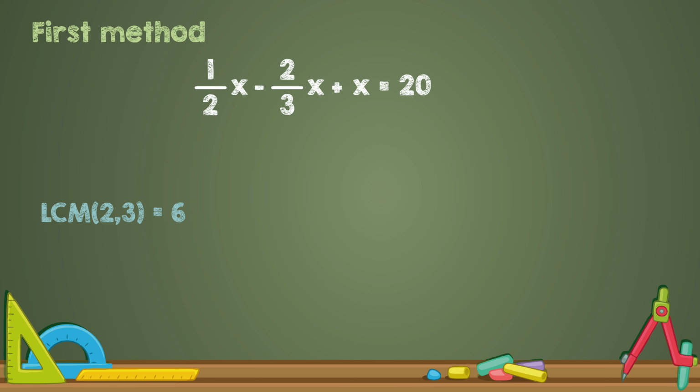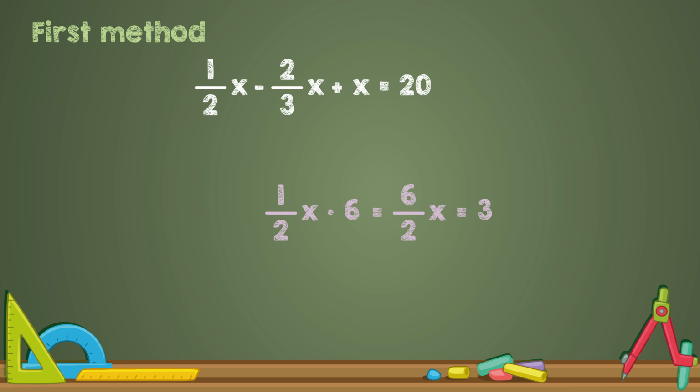We are now going to multiply every term on every side in our equation with this least common multiple. We start by multiplying 1/2 x with 6. If we multiply a number with a fraction, then we multiply this number with the numerator and divide by the denominator. 1 times 6 is 6 and dividing by 2 gives 3. So we get 3x. Now we multiply minus 2/3 x by 6. 6 times minus 2 is minus 12 and minus 12 divided by 3 is minus 4. So we get minus 4x.